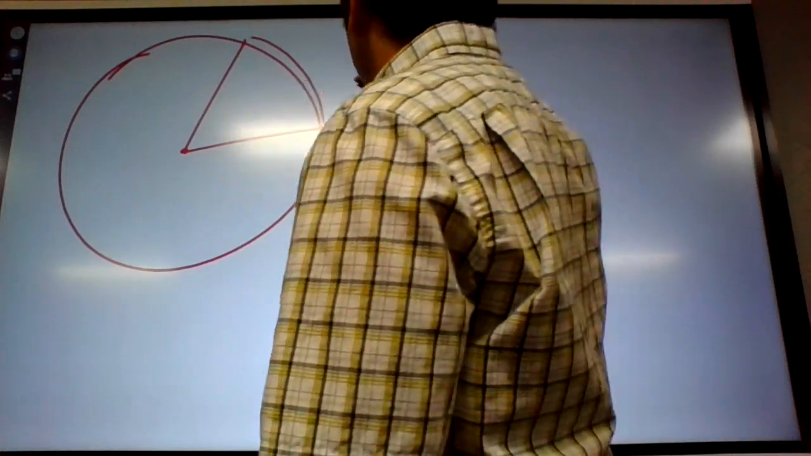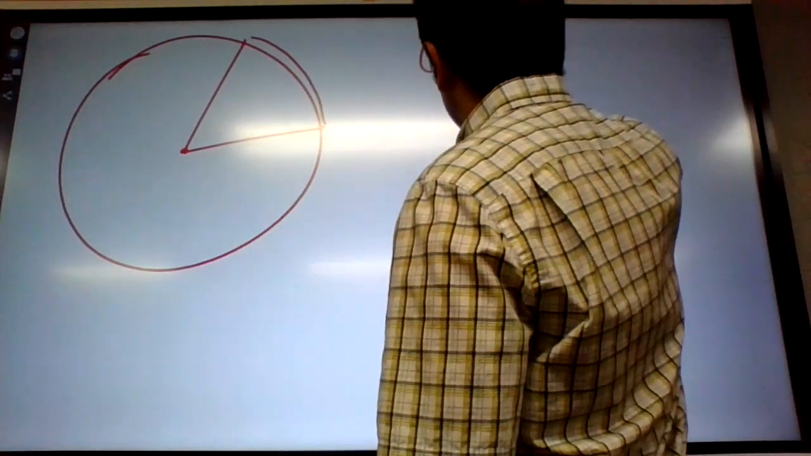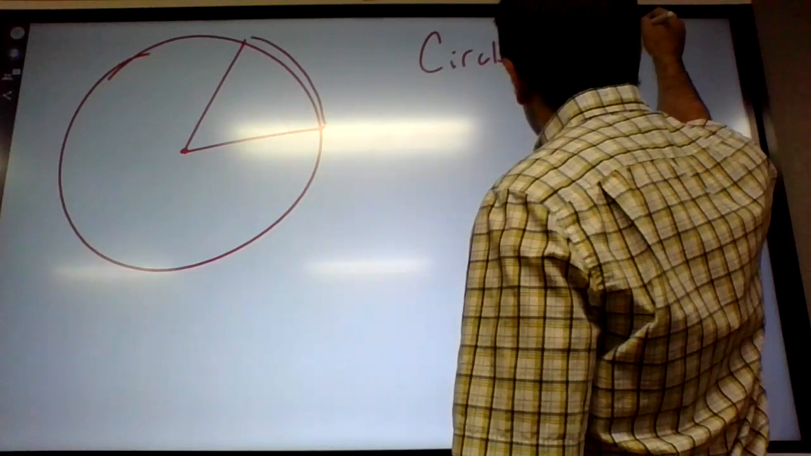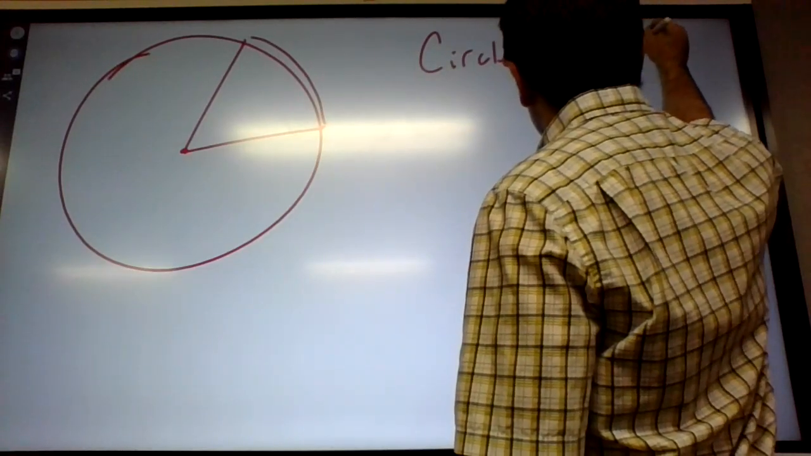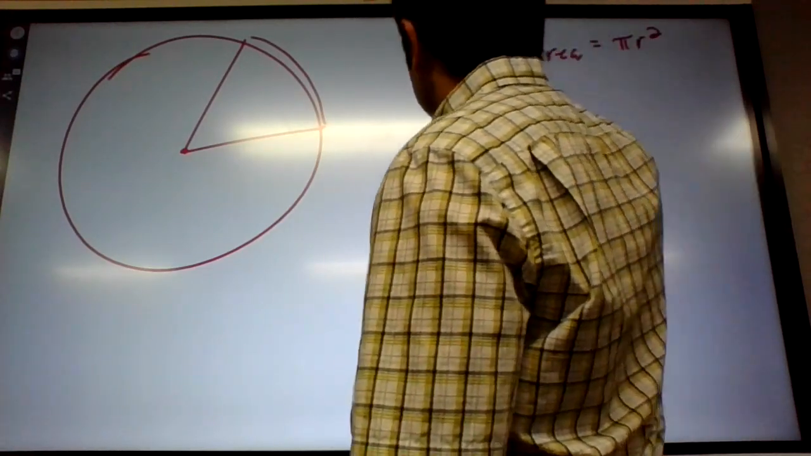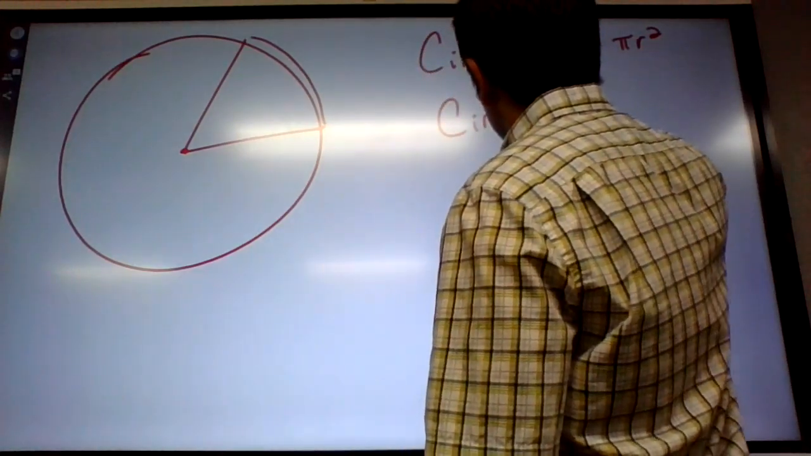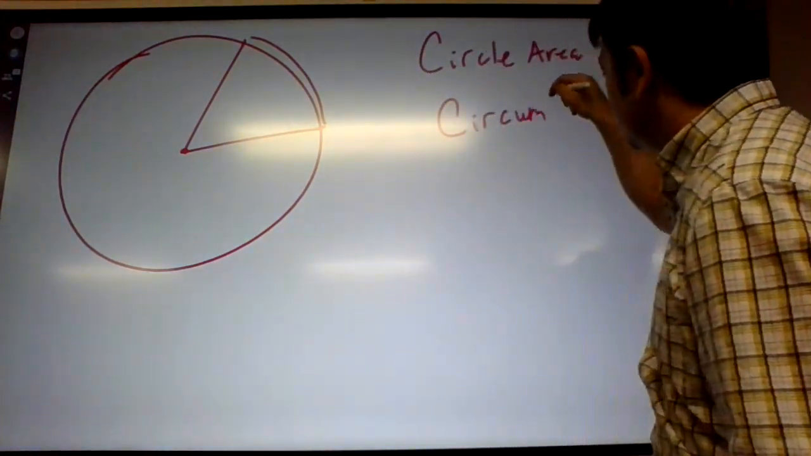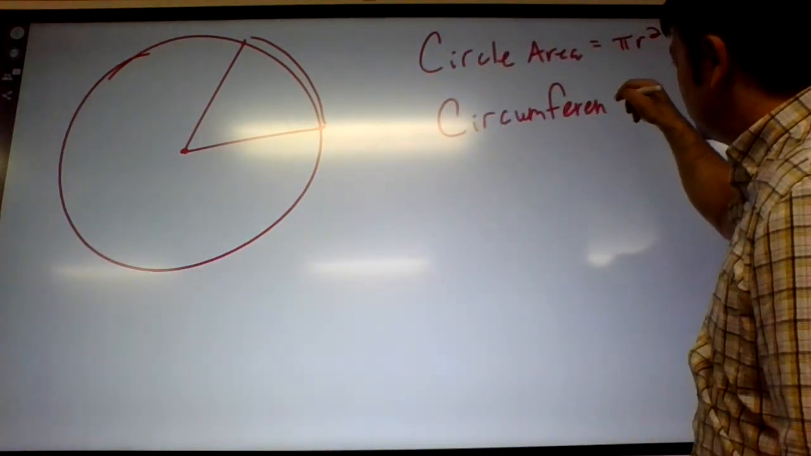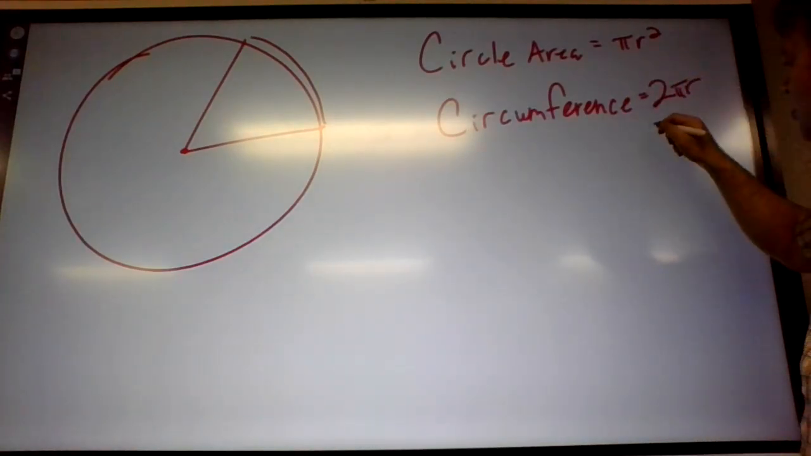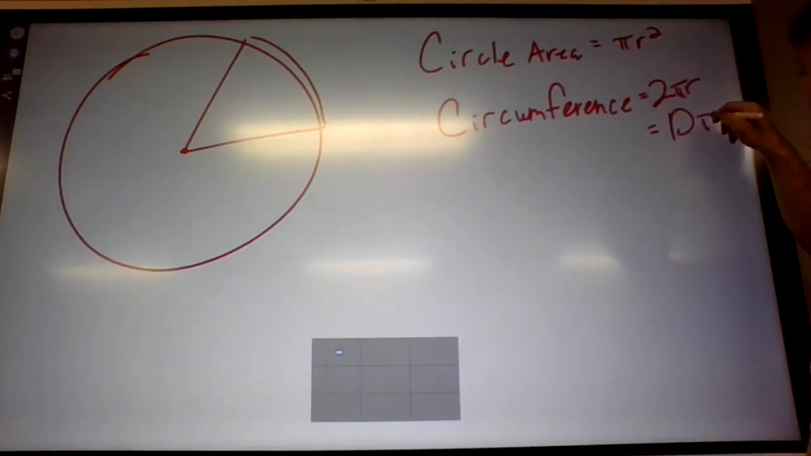So sector area. Do you guys remember circle area? Maybe we should start with this. Circle area formula. Take that as a note. Pi r squared. Circumference? 2 pi r squared. No, 2 pi r. You got it. Or just diameter times pi.